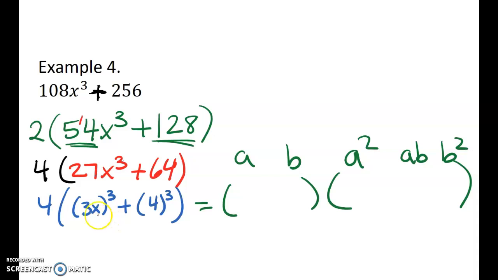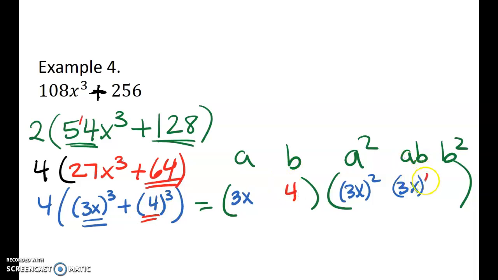And let's fill these in. So A is 3x, so I put a 3x here. A is 3x, so I have 3x squared. A is 3x, and that's it. So now let's fill in my b's. B is 4 in this case. So 4, and 4 squared. So let's fill in our signs.